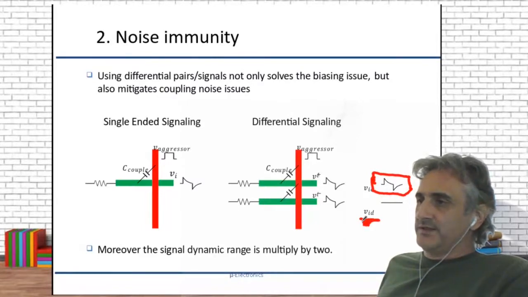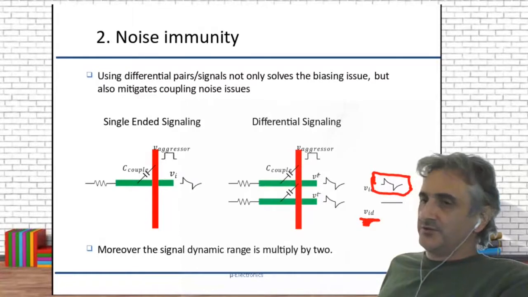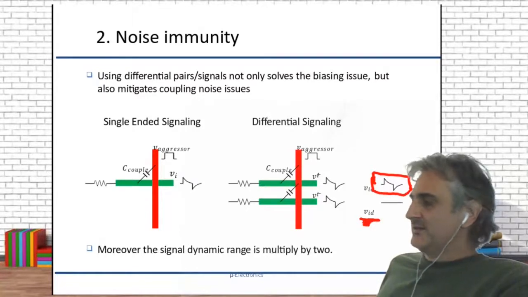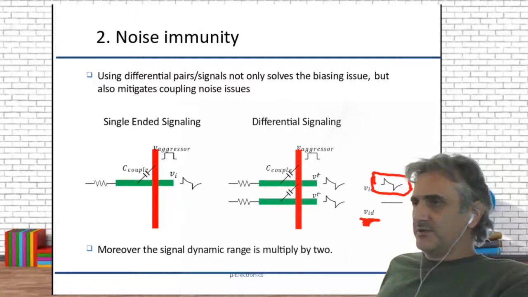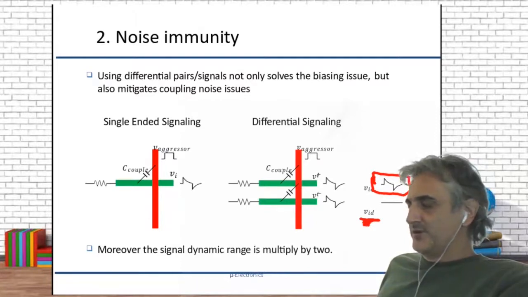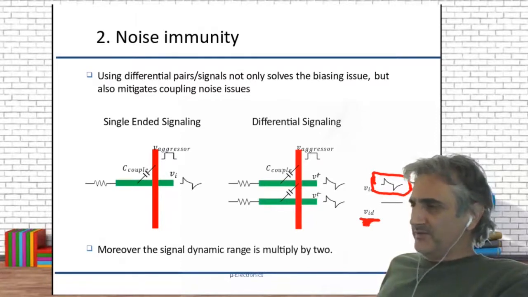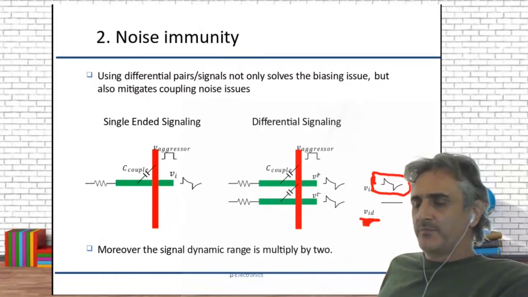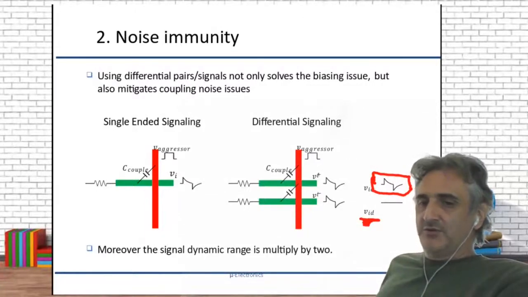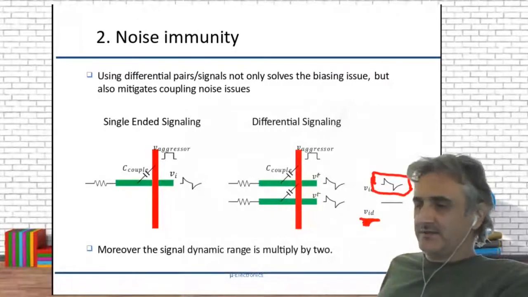Okay? Understood? Yeah. Okay, this is one of the reasons to go for differential signals. This is useful when you're looking for small signals, small analog signals, or very fast signals. In fact, there are even some protocols, some communication protocols with high voltage that are using this kind of differential signaling.